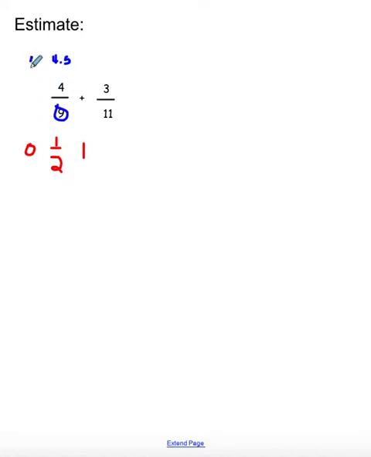So 0 stays as 0. The whole would be 9 out of 9. And a half of 9 is 4.5. So looking at my numerator, which of these numbers is the numerator closest to? And in this situation, it's close to 4.5. So I'm going to estimate this fraction as a half.